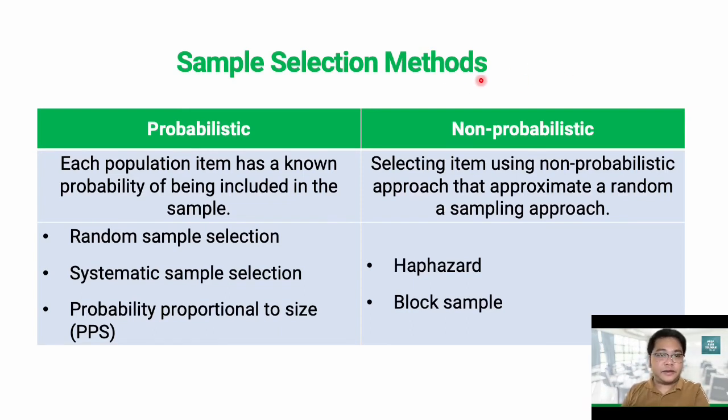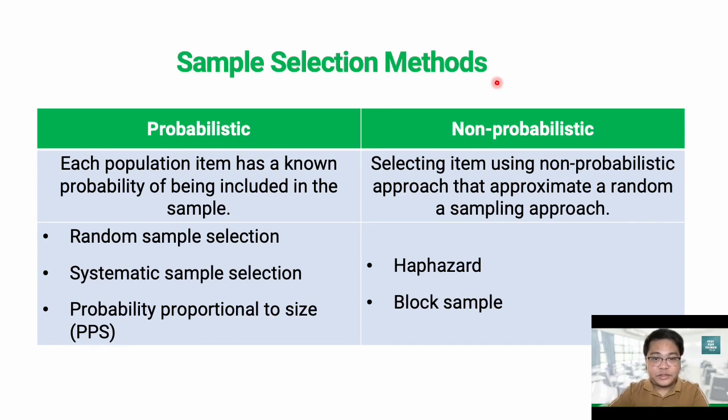Next, we have what we call sample selection method. So this sample selection method means this is the specific way of selecting the units from the population once we have determined our sample size. So let's say the client had 100,000 sales transactions during the period, represented by 100,000 sales invoices.